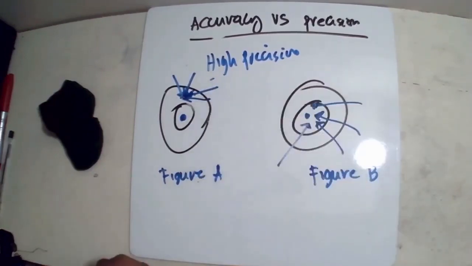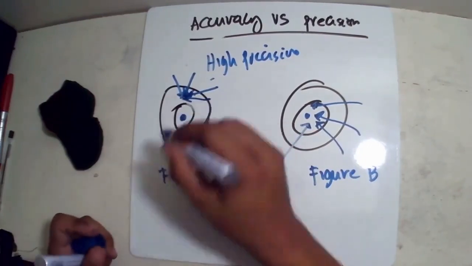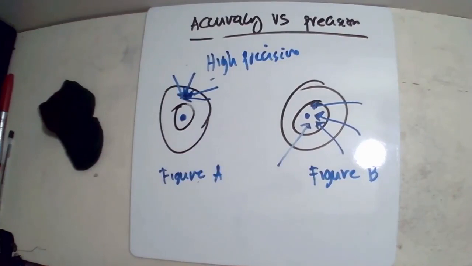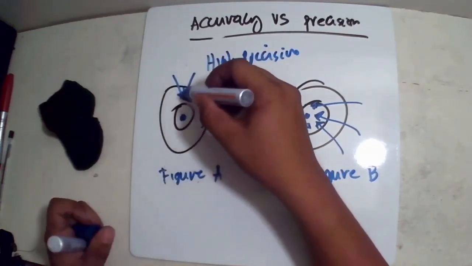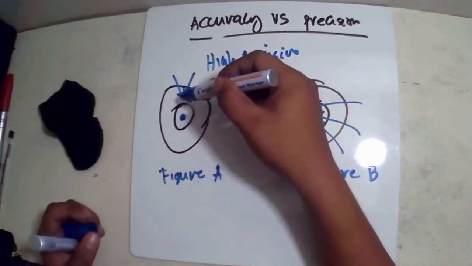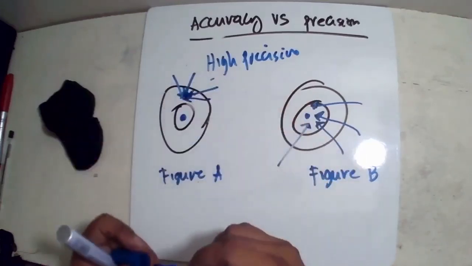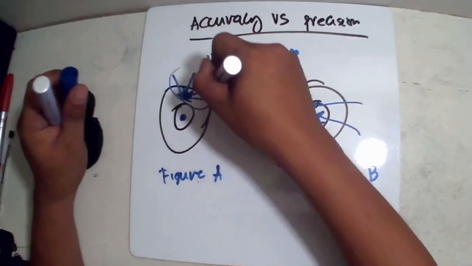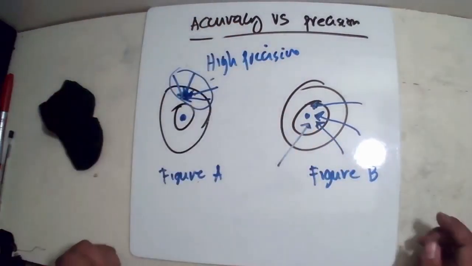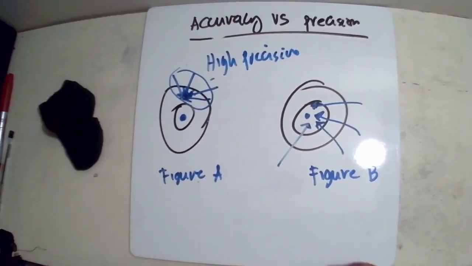So this is high precision. It's because although they didn't hit the bullseye of the target board, they are very close. They hit the other area of the target board, but the result is very close. So the closeness of the hit areas on this target board represents high precision.